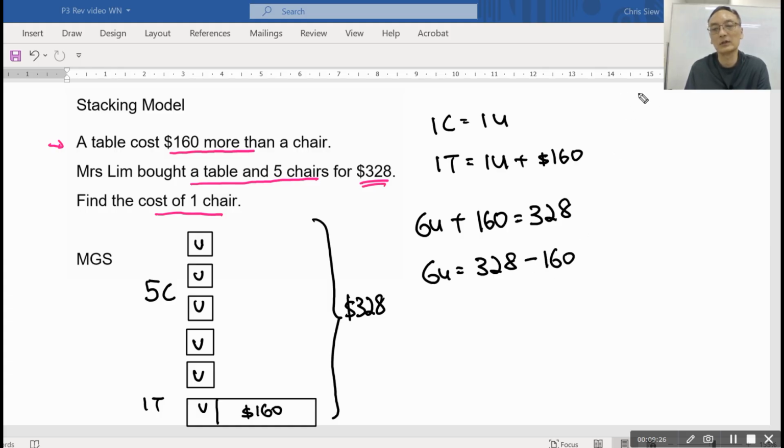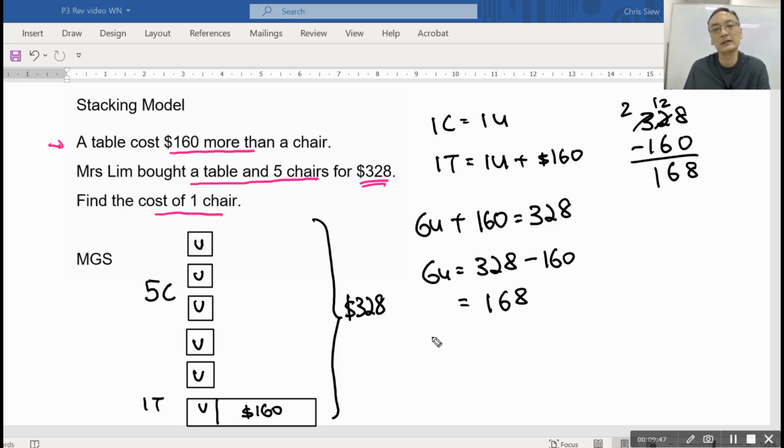So we carry out our calculation. 328 minus 160. 8 minus 0 is 8. 2 cannot minus 6. We have to borrow. So 12 minus 6 is 6. 2 minus 1 is 1. So we arrive at 168.